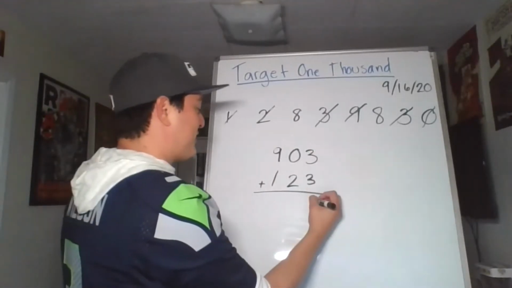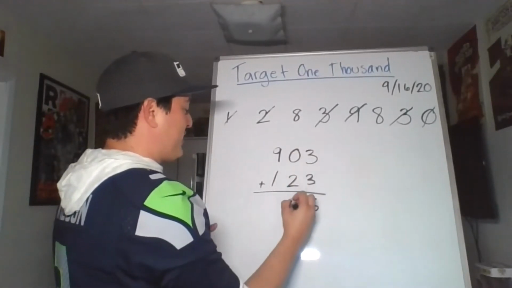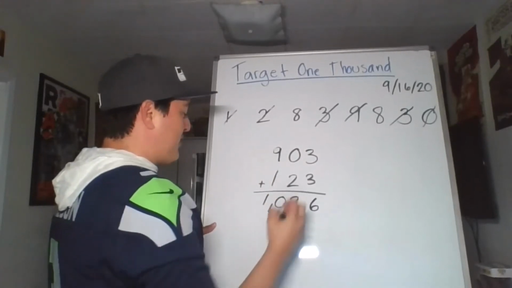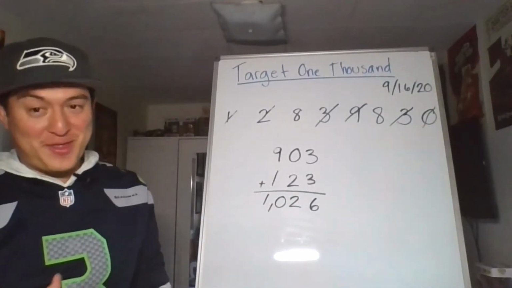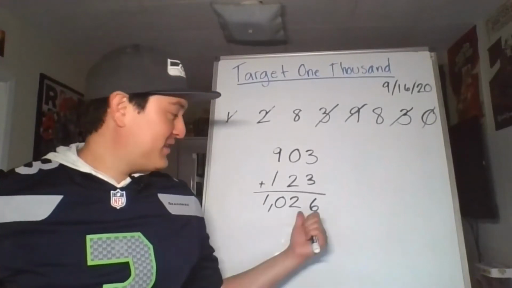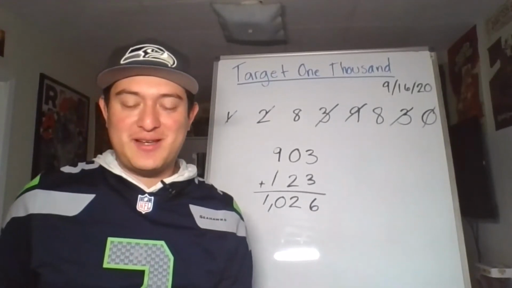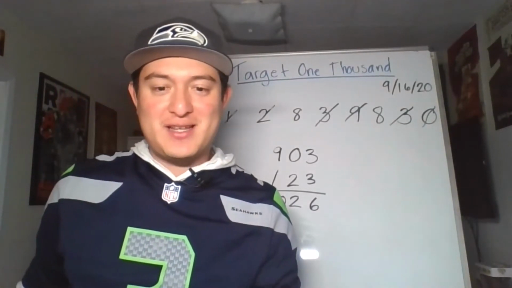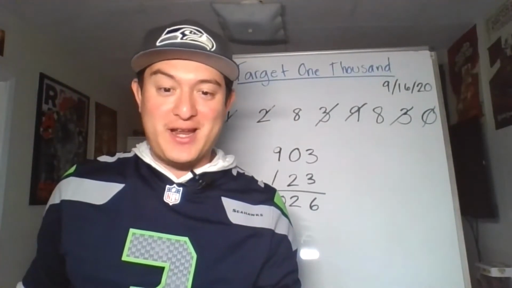So I got 3 plus 3 is 6. 0 plus 20 is 20. 900 plus 100 is 1,000. Now, how far am I from 1,000 this time? Yeah, 26. So not the worst score, but definitely not the greatest.